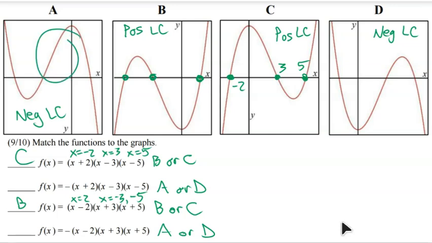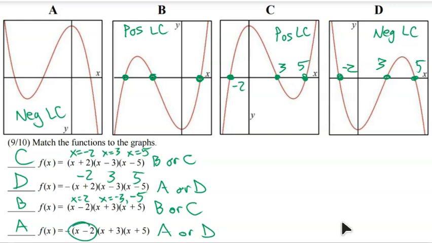Okay? Let's do the same thing for A and D. Okay? So it looks like this one right here is going to have a 0 at negative 2, positive 3, and positive 5, okay? And so we're looking for either A or D that has 1 negative and 2 positives. Well, this is 2 negatives and 1 positive. I need 1 negative and 2 positives, so it's very possible that this is negative 2, and that this is 3, and that this is 5, and therefore this one must be D, and that makes this one A.